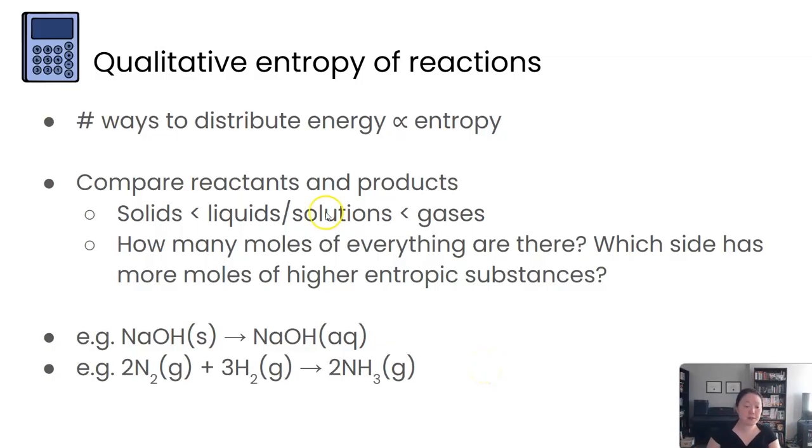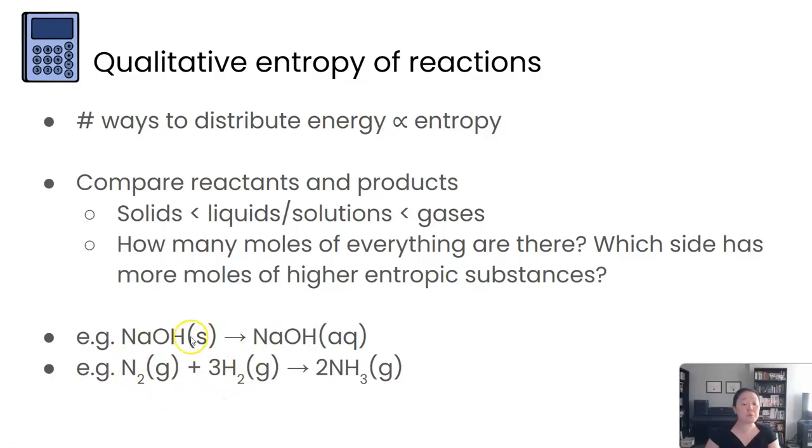For this next example, you will see that you have all gases on both sides, but you do have a total of 4 moles worth of gas on the left side as opposed to 2 moles of gas on the right side. So you have more ways to distribute that energy with the 4 moles of gas on the left versus your 2 on the right. And so this second equation, you're actually going to be decreasing that entropy.